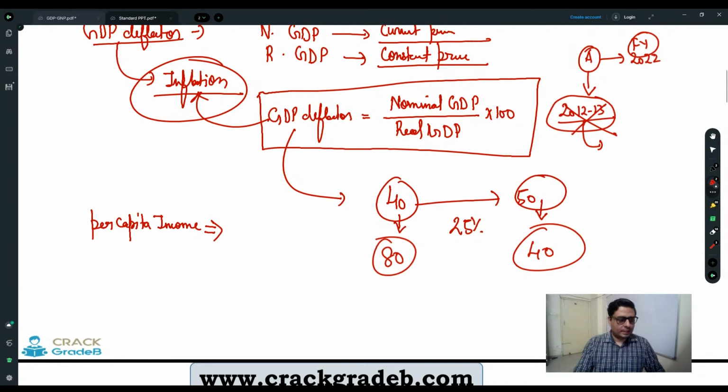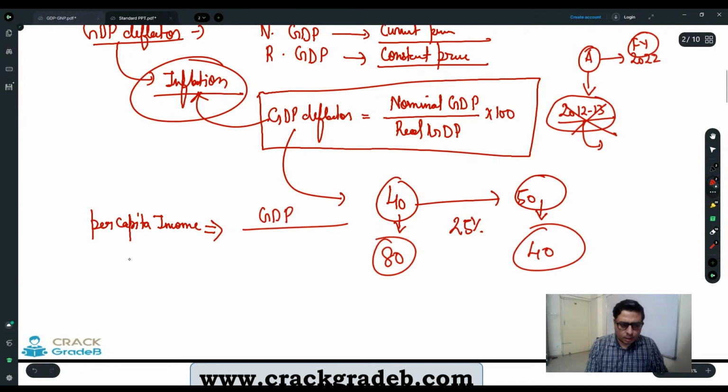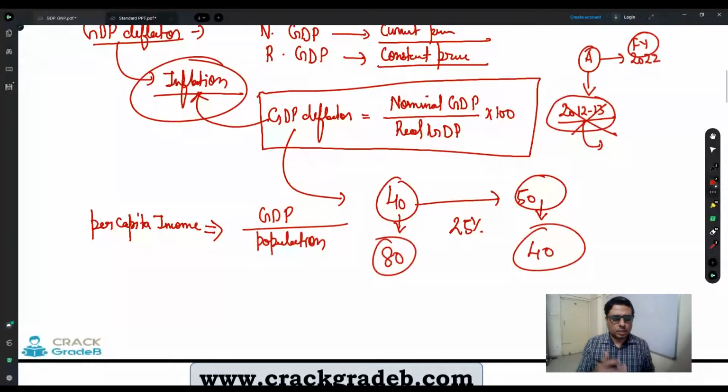Okay, fine. So let's move towards what per capita income is. It is total GDP upon population. Whatever your GDP is, divided by the population, you will find the per capita income. GDP upon the total population of your country gives the per capita income.